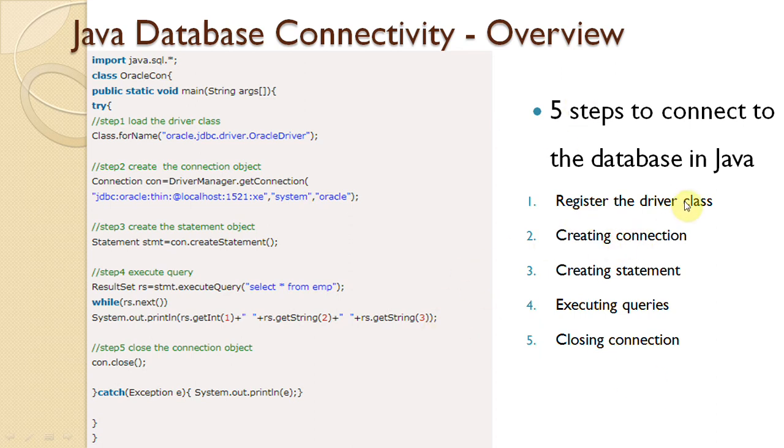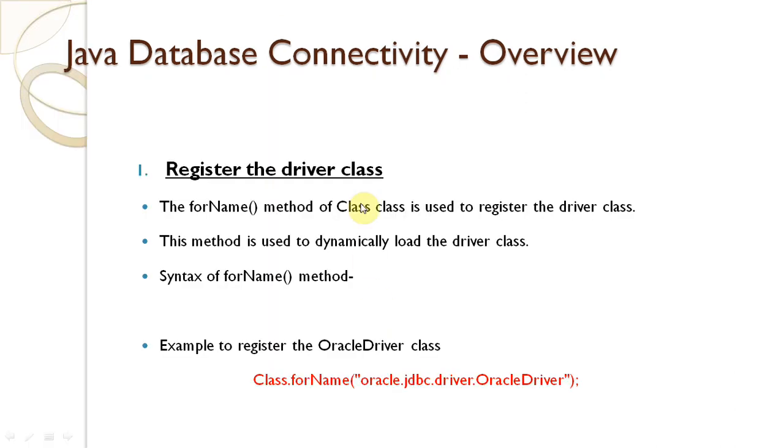We can register the driver class using the forName() method, and creating a connection means the getConnection() method. Creating a statement means the createStatement() method. Executing a query means the executeQuery() method. And closing the connection means the close() method. Now let's discuss all these steps in detail.